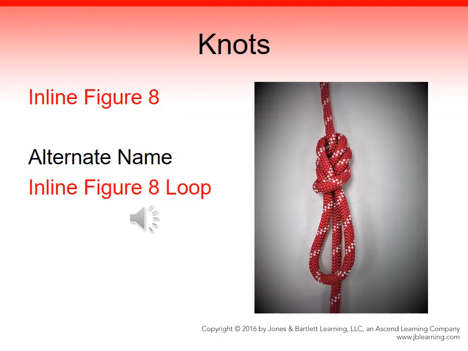The inline figure eight is designed to be pulled in one direction. It is used to create a loop in the middle of the rope. It can be used to create handholds for a haul line and to create additional anchor points. Some of the disadvantages of this knot are that it can be difficult to untie after loading, and if the knot is pulled in the opposite direction, the knot could fail.